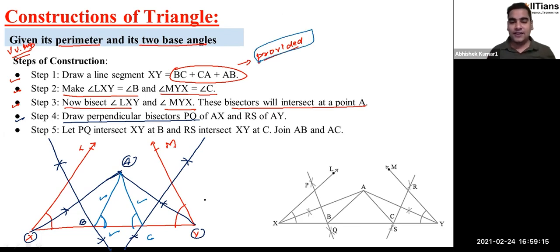So this is a rough figure, and this is what the perfect figure will look like when you construct it using the geometry box. So go through it, ask me if you have any query before we take one example based on it, guys.